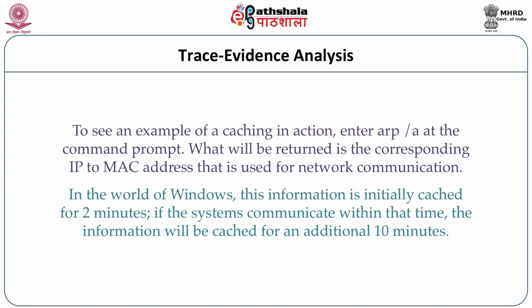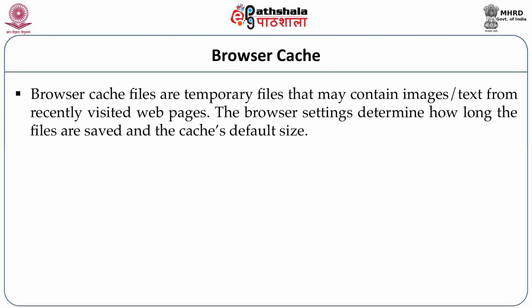In Windows, the information is initially cached for 2 minutes. If the systems communicated within that time, it would be cached for an additional 10 minutes. There is something called browser cache. Those are temporary files that may contain images and text from recently visited web pages.